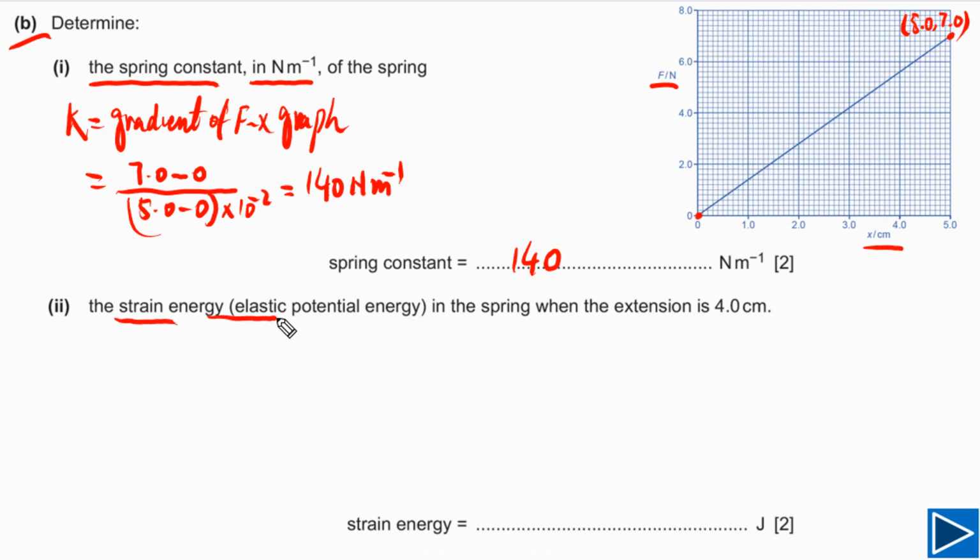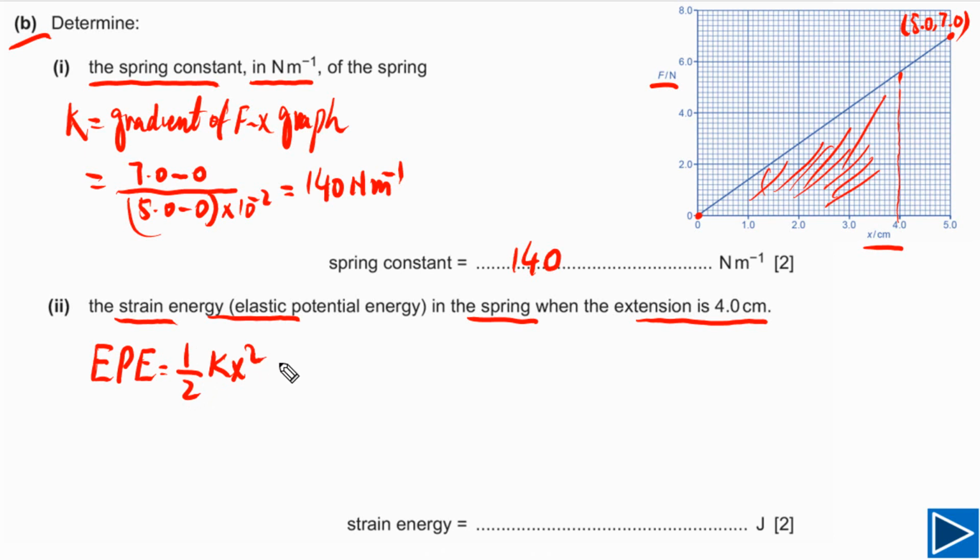The second part is asking us to calculate the strain energy in the spring when the extension is 4 centimeters. For this one, we simply need to find this area, or we can use the formula. Let me use the formula. You can also check with the area later by yourself. Elastic potential energy in this case is 1/2 kx squared. We have the value of k we have just calculated, 140 newtons per meter, and the extension is 4 centimeters, so we have to convert it into meters. Now if we take the square of that, we can find the value of EPE, meaning the strain energy, and in this case that is equal to 0.11 joules.